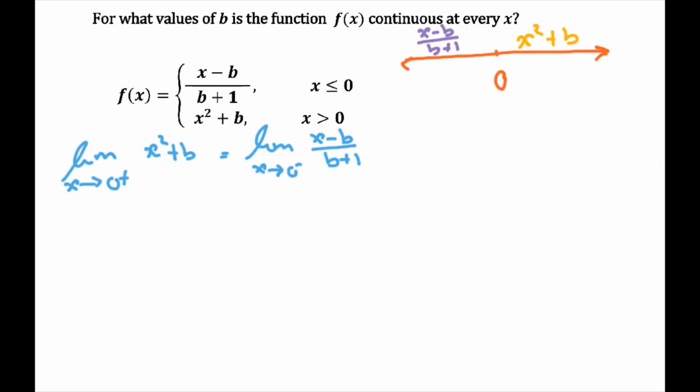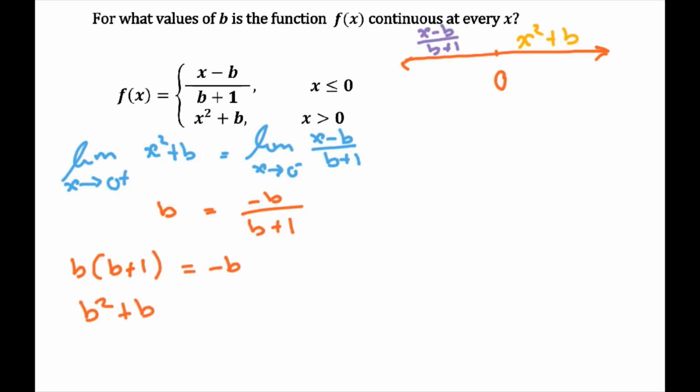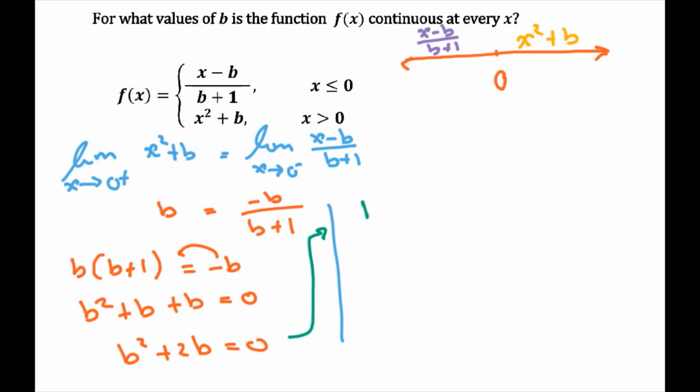As x approaches 0 from the left, substitute x by 0, we're going to get negative b over b plus 1. Cross multiply, expand, and move the b. Now you can take b as a common factor. So it's either b equals 0 or b equals negative 2. Okay, so if b is 0 or negative 2, the function of x will be continuous. Moving to the next question.